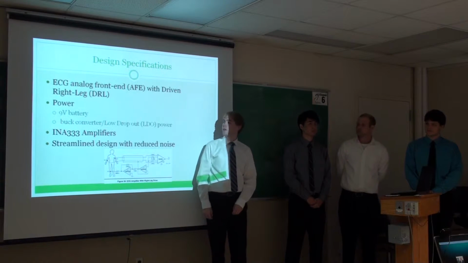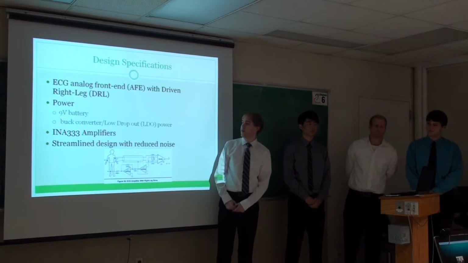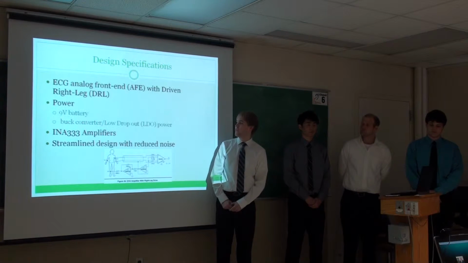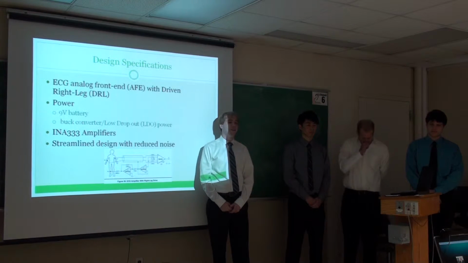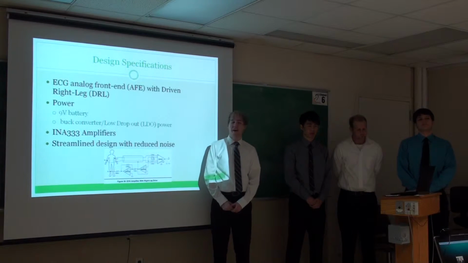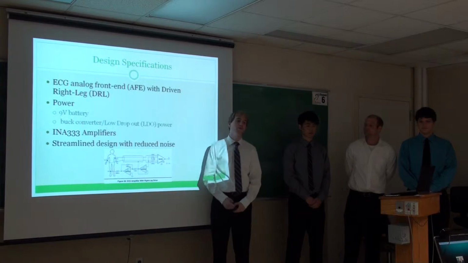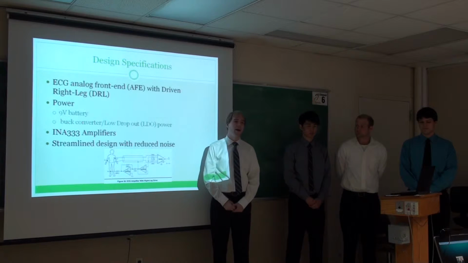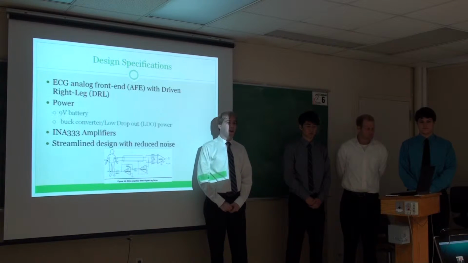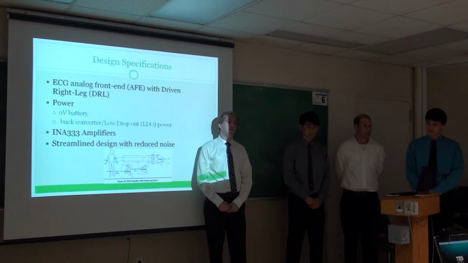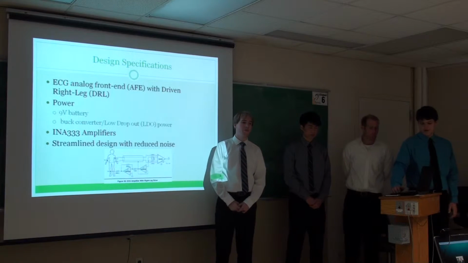As far as power goes, we're going to be using a 9-volt battery, using a buck converter with a low dropout. And the reason that we're using the buck converter is because it's a step-down DC to DC converter, so we can actually use the voltages we need. And then the INA333 amplifiers are what we're using right here, which is basically a combination of 3 different amplifiers using high input impedance. And all of these combined together should make a streamlined design so that our actual inputs are what we want to be using for our circuit.